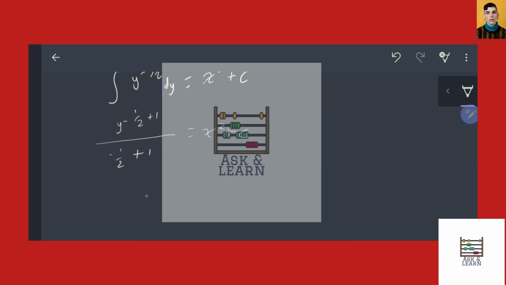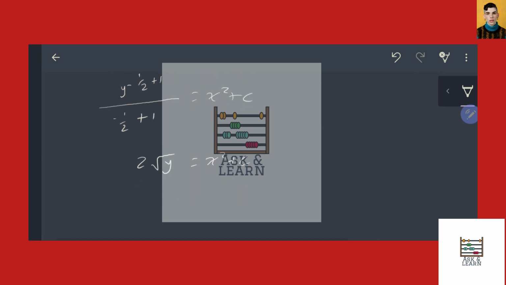After all this, you'll end up with 2 times y to the 1/2 equals x squared plus c. And y to the 1/2 is just a fancy way of saying the square root of y. Now if we separate out y, we can simply say y is equal to x squared plus c over 2, and then this whole thing squared.